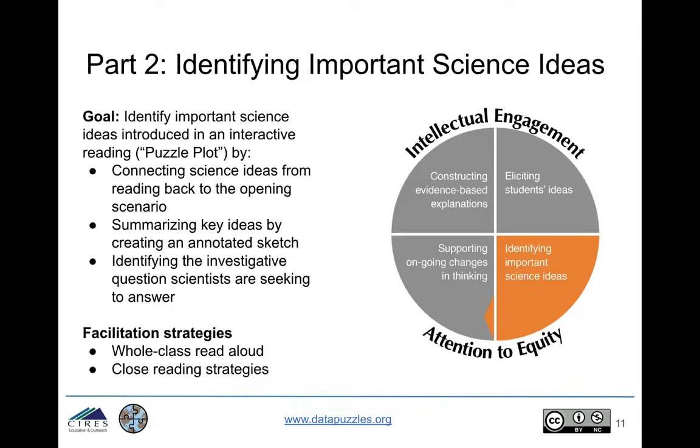After we finish this eliciting ideas step, we're going to dive into a short reading where students are going to be asked to identify important science ideas and connect these science ideas back to that opening scenario about going to the doctor and measuring vital signs. They'll summarize key ideas by making an annotated sketch, and they'll identify and make a prediction for the investigative questions scientists are seeking to answer.